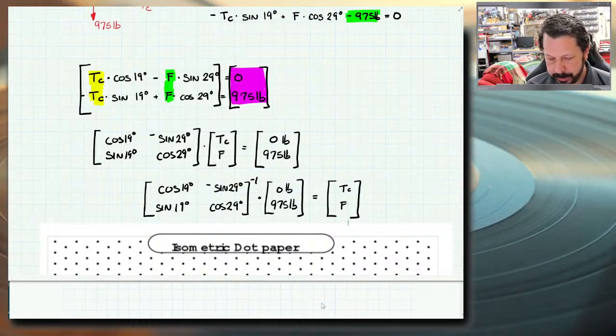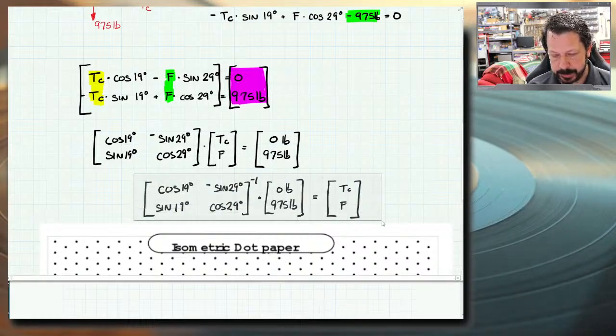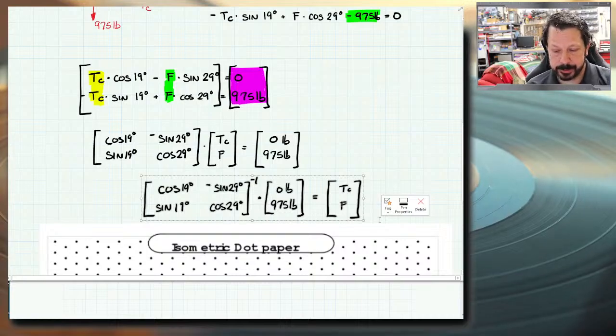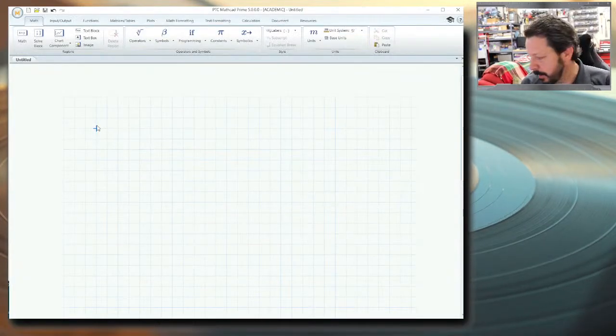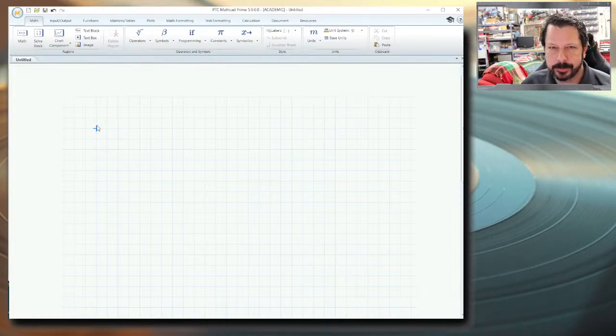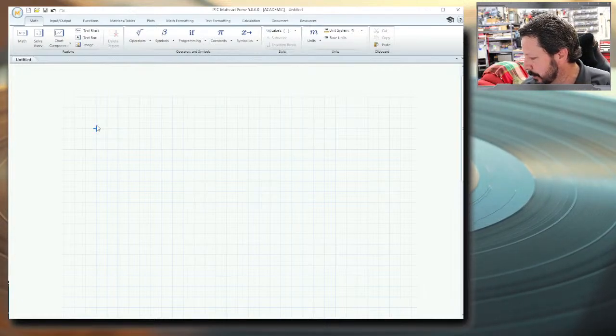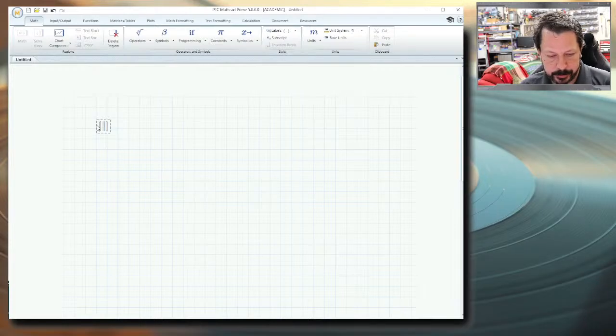So let's go to Mathcad, write this equation in, pretty much just like it looks here, and see what TC and F should equal. So here we are in Mathcad. This is Mathcad Prime 5, so there's a newer version out. Maybe you're up to 6 or 7 by now, I don't know. Control M is create a matrix.